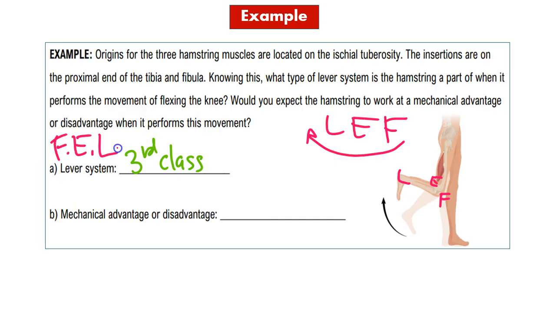Is it mechanical advantage or disadvantage? Some folks are just going to remember that, hey, third class is definitely automatically a disadvantage. And then some folks are going to use their load, their effort, and the fulcrum to help them. The load and the fulcrum are further away from each other, so disadvantage. The effort and the fulcrum are close to one another, so disadvantage. So again, this is going to be a disadvantage.